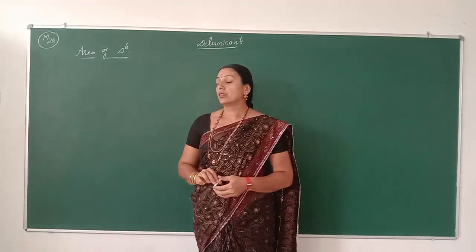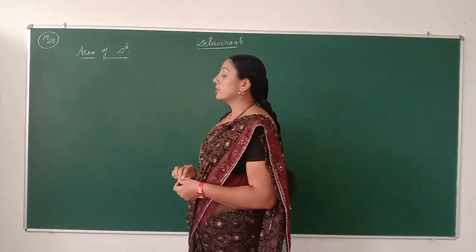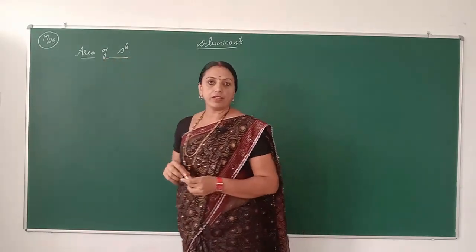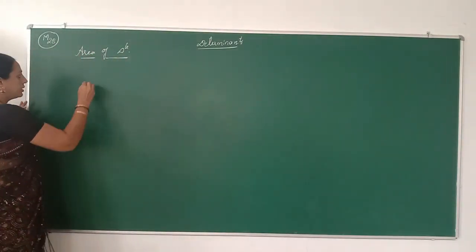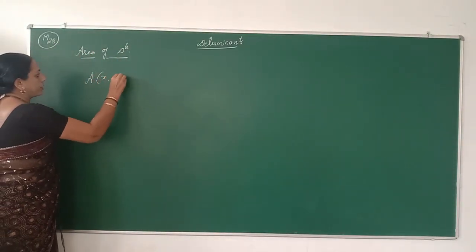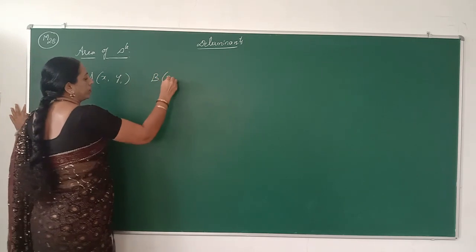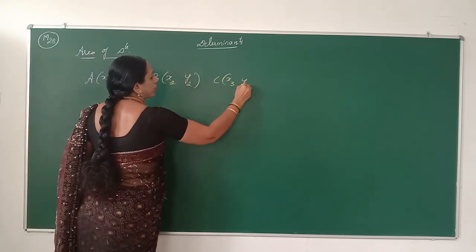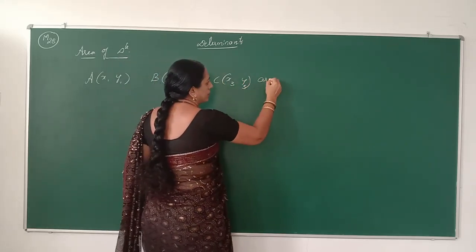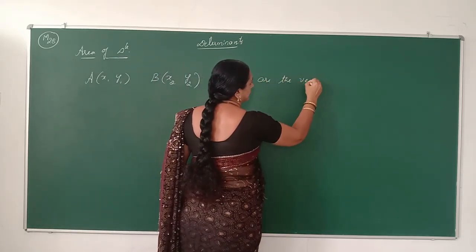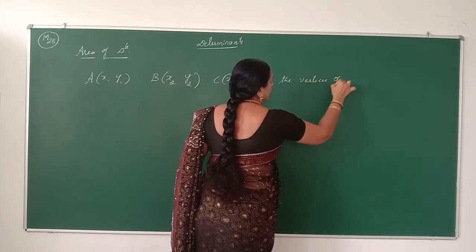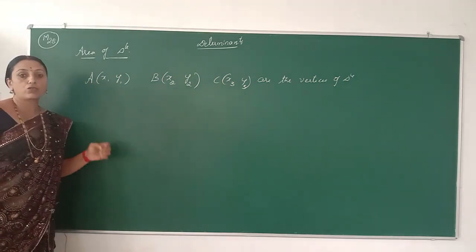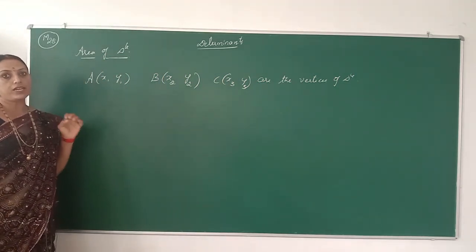Good morning, students. Today we will discuss one of the applications of determinants: finding the area of a triangle. Let A(x1, y1), B(x2, y2) and C(x3, y3) be the vertices of a triangle. Now, by using these vertices, how do we find the area of the triangle?